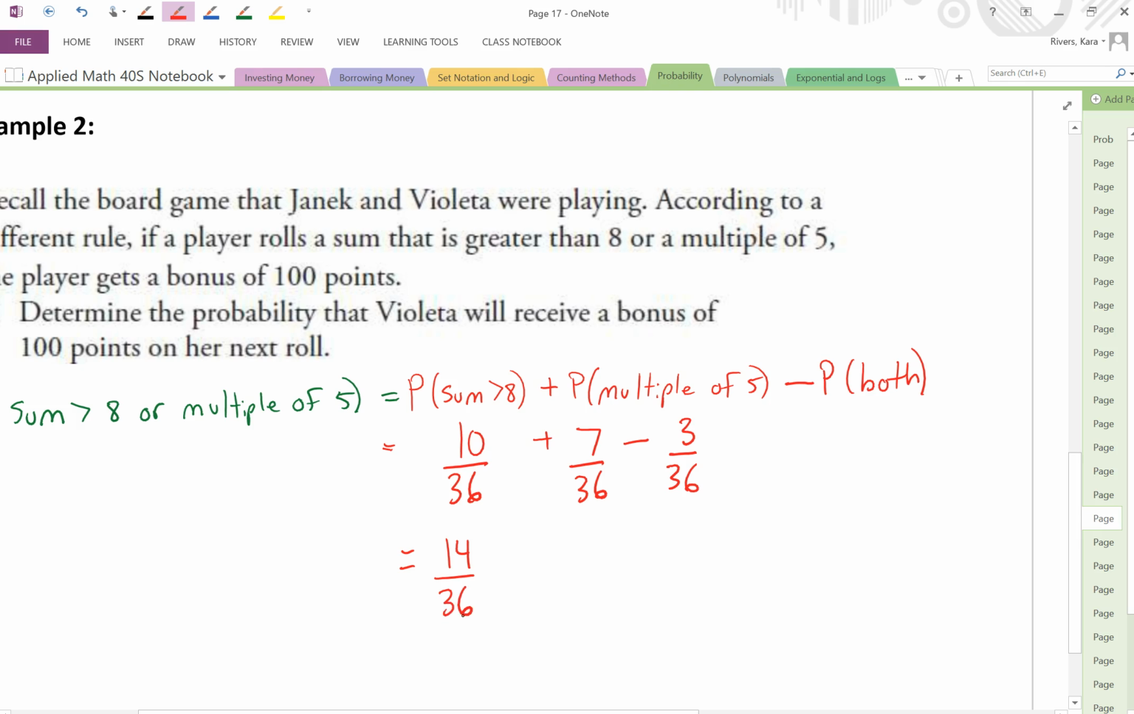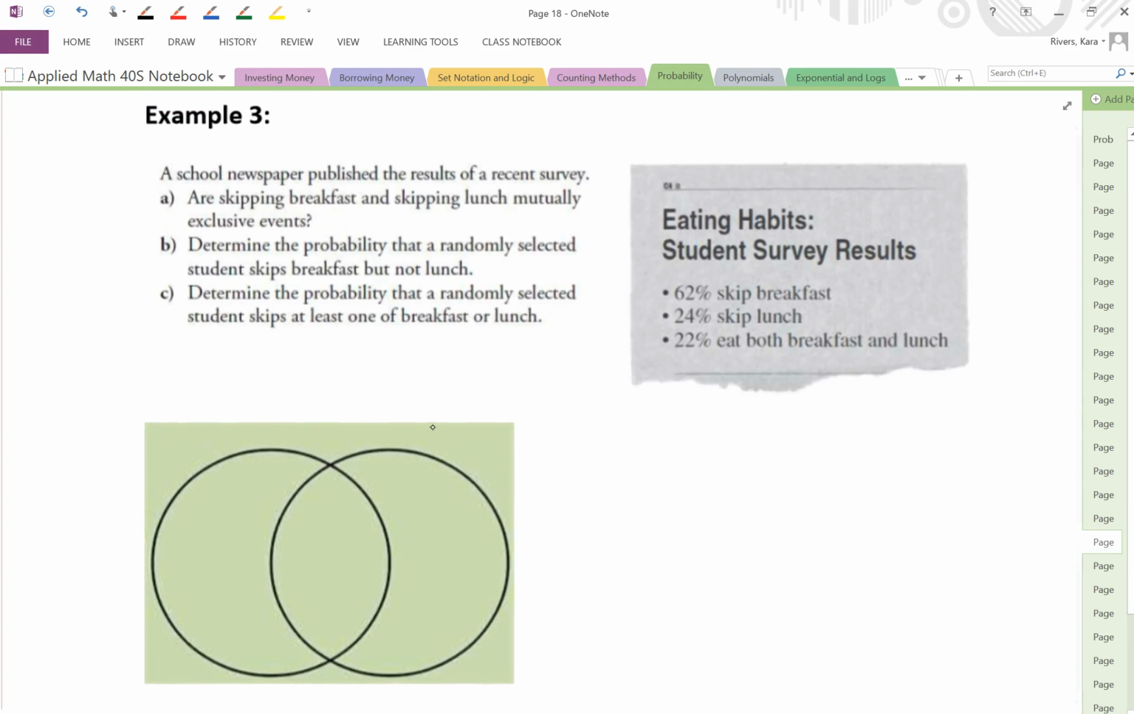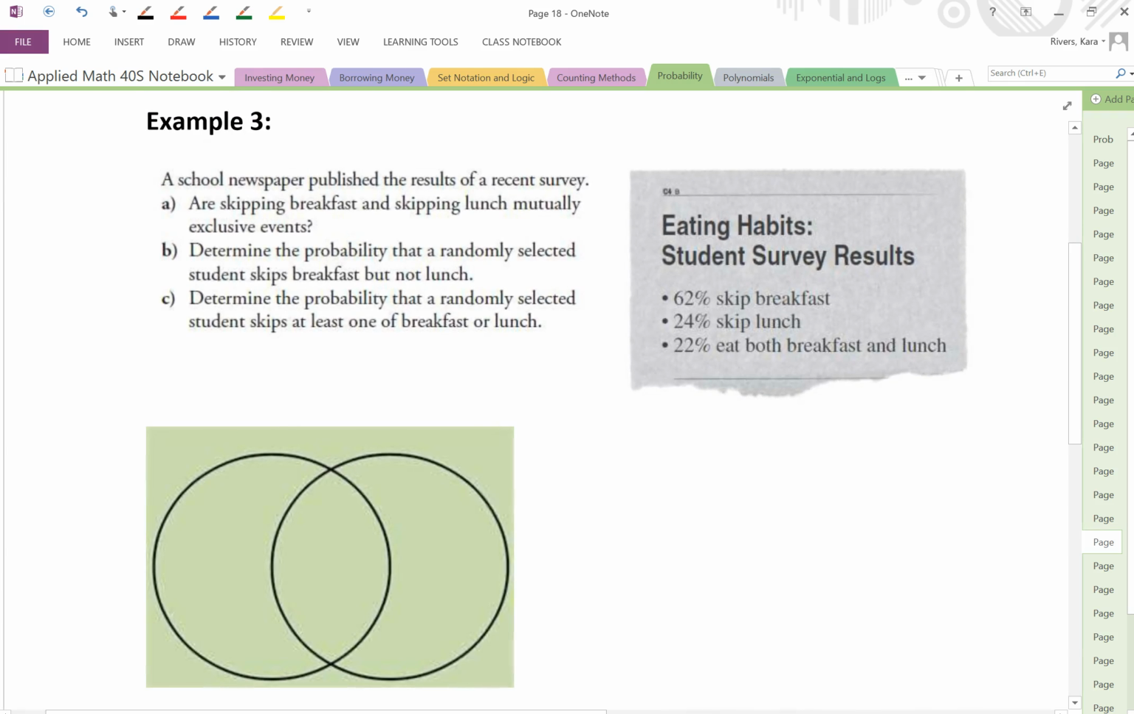Let's have a look at example 3. Now in example 3, you can see our Venn diagrams coming back. Why is this the case? Well, it says a school newspaper published the results of a recent survey. Are skipping breakfast and skipping lunch mutually exclusive? Determine the probability that a randomly selected student skips breakfast but not lunch, and determine the probability that a randomly selected student skips at least one of breakfast or lunch.